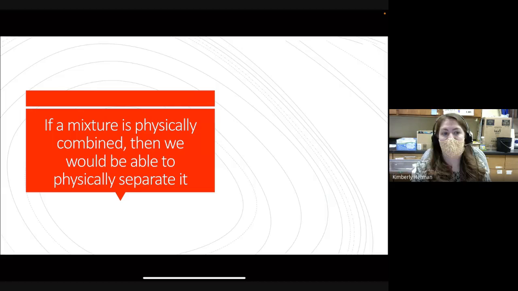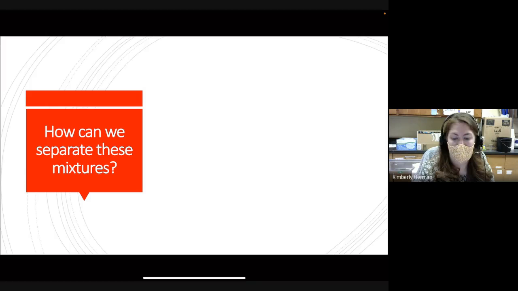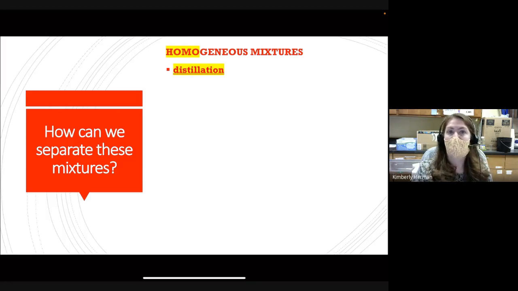Now, if a mixture is physically combined, then we would be able to physically separate it. So how can we separate it? Well, for our homogeneous mixtures, we're going to use the process of distillation.